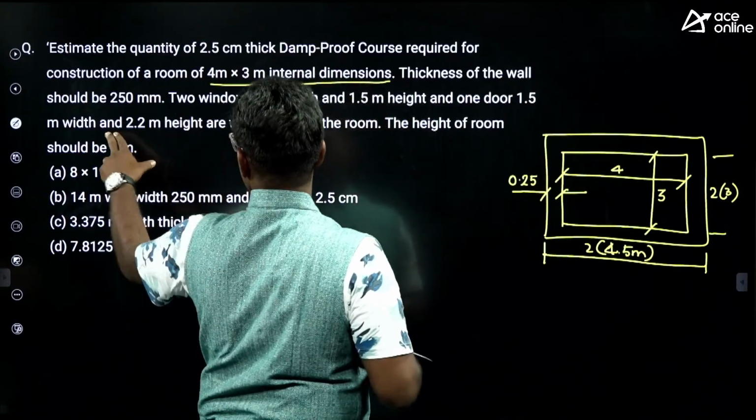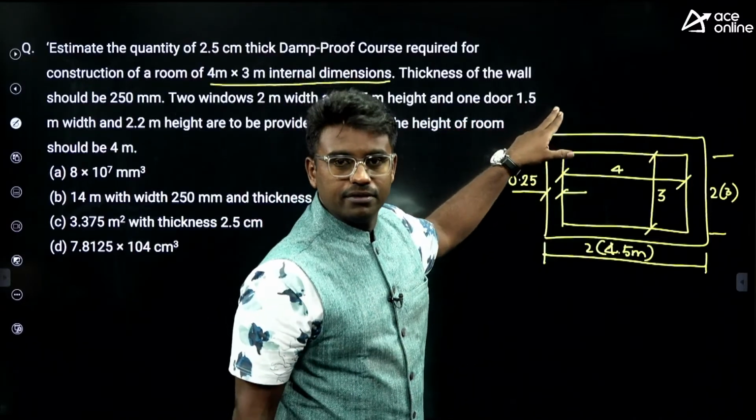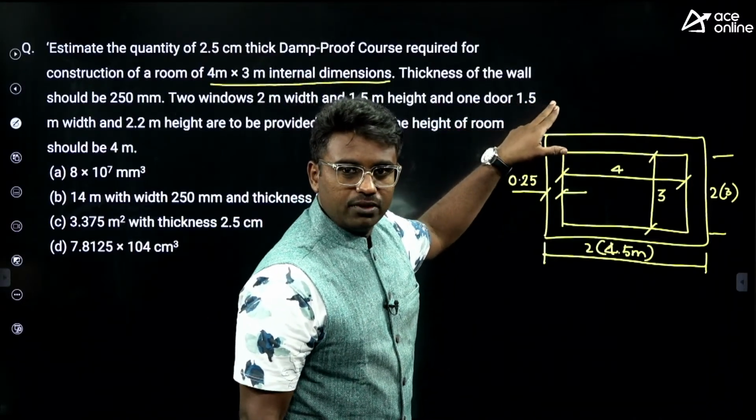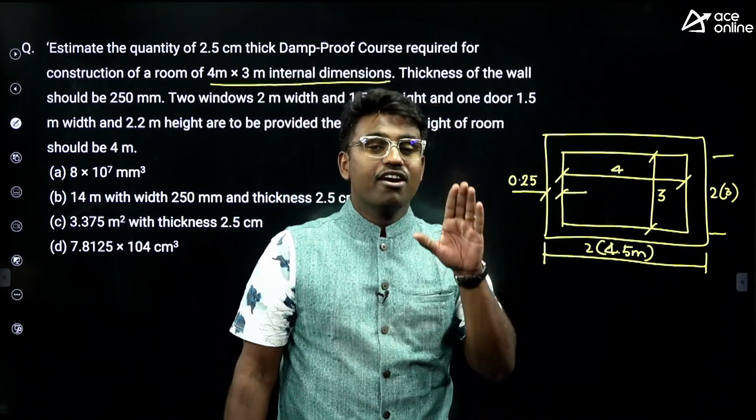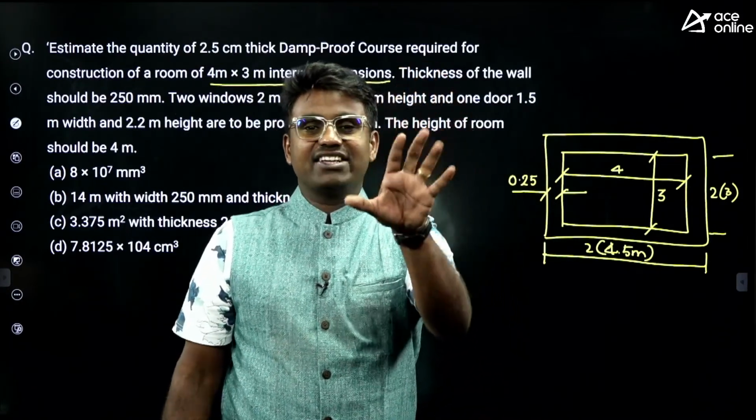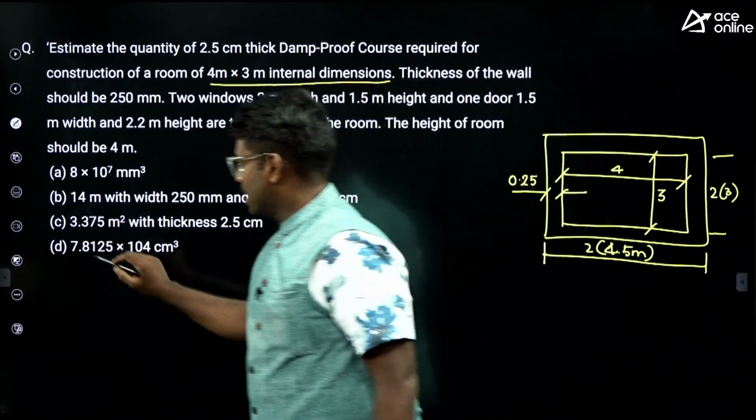What is the width of the door? 2.2 meters. Sorry, 1.5. Minus that value, you get the total actual length of the DPC which has to be laid. That is nothing but 3.375 square meters.